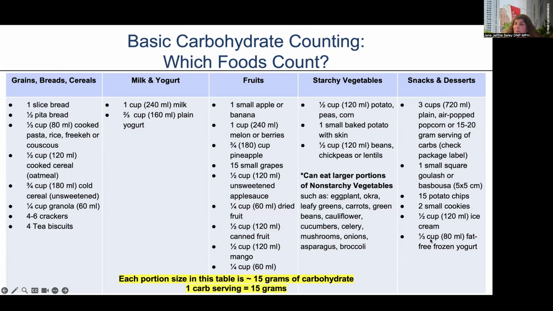Ice cream is also a good bet. You could have a half a cup or 120 milliliters of a plain ice cream. Be careful of ice creams that have a lot of sugar added, like salted caramel is very popular now, and it has a lot of extra sugar in it. So each portion size on this whole chart is 15 grams of carbohydrate.